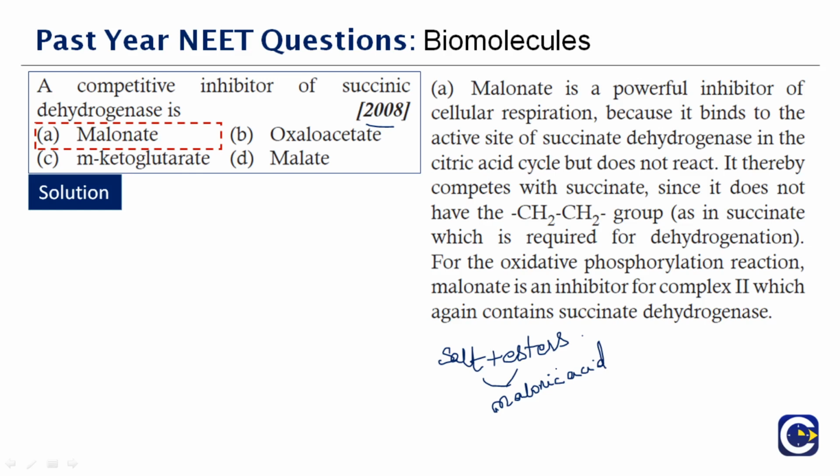So malonate here, as they have mentioned, is a powerful inhibitor of cellular respiration because it binds with the active site of the succinate dehydrogenase in the citric acid cycle, but it does not react. It will only inhibit, but it will not interfere with the reaction. It thereby competes with succinate since it does not have a succinate group, CH2, CH2, the dicarboxyl group is not present in it. Therefore, it will compete. So that is why it is called a powerful inhibitor. It prevents or restrains the action. Therefore, the correct answer to this question is option A, malonate.